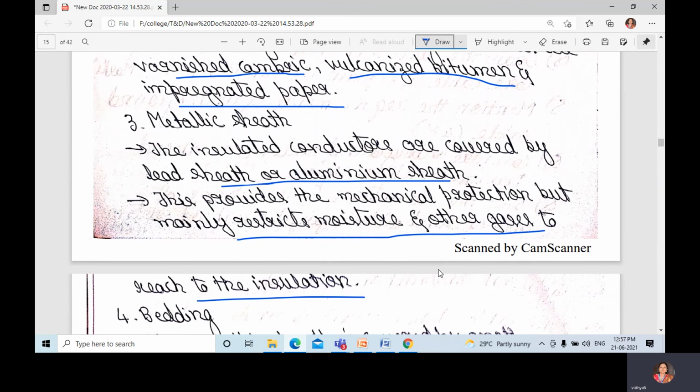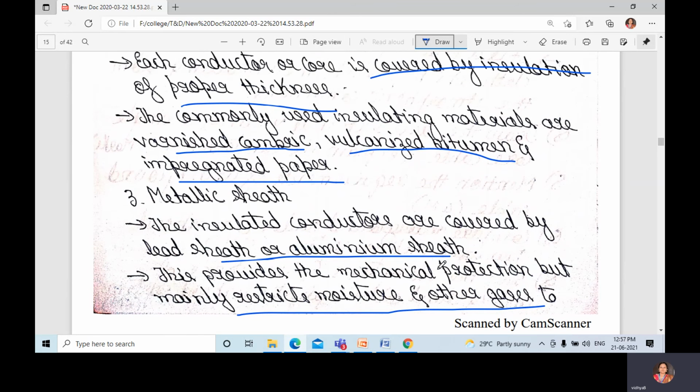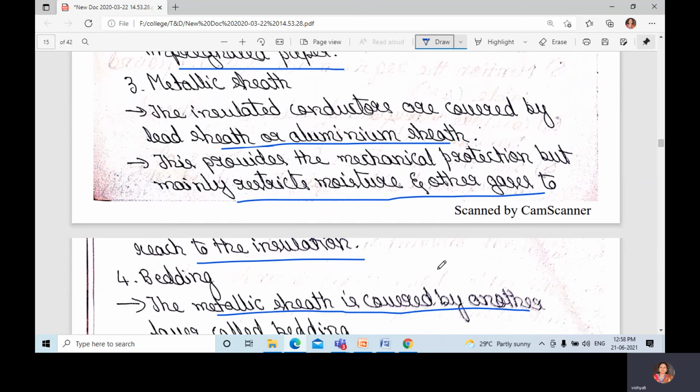Now the insulation: we use insulating materials such as varnished cambric, vulcanized bitumen and impregnated paper. Moisture and other gases may get into the insulation part, and if that happens the insulation will get damaged. To avoid that, the metallic sheath is provided. It protects from moisture and other gases.